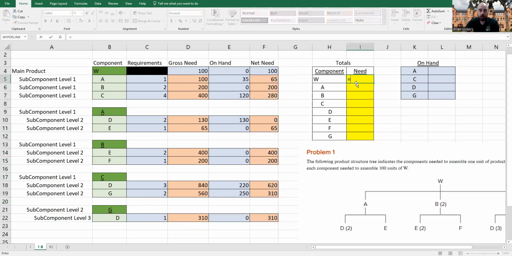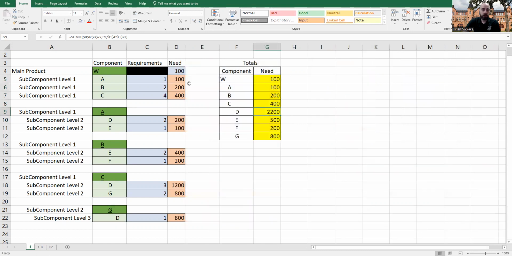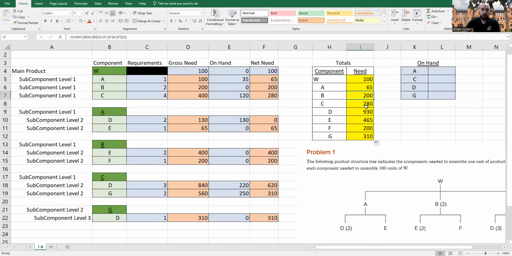So when we make this list here with our SUMIF formula, lock in the same range, lock it in with F4, comma, criteria will be still the component directly to my left in that cell, comma, and then it'll be the net need column over here. So lock in this range on the far right, lock it in, and hit enter. And when I drag this down, you'll see total A's that I need is 65. Originally, it was 100. B's was 200, C's was 400. Now B is 200, C is 280.